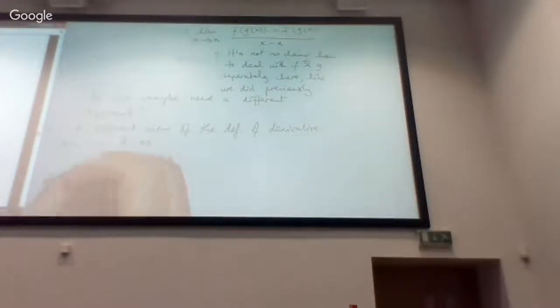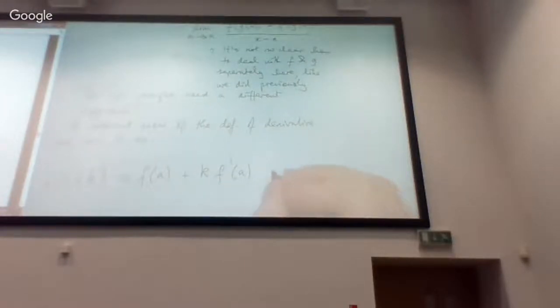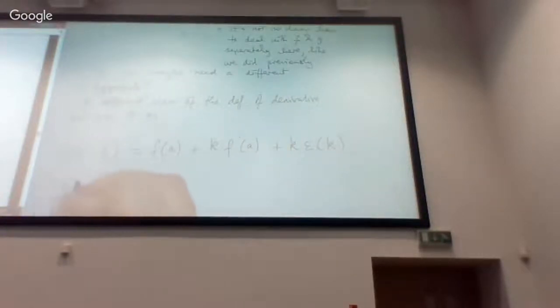We have this expression here. So, I'm just going to write it out because I want to add some annotation to it. So it's f of a plus k times f prime of a, plus k times epsilon. There are various things going on here. This quantity here is the value of f near to a. The value of the function f close to a.